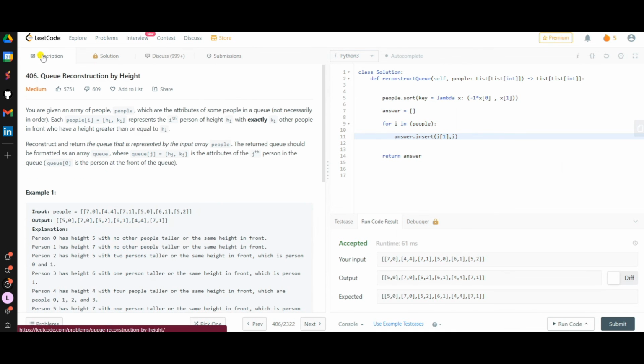This was a tricky question to really figure out. You have to really think about where the smaller person should be. If the smaller person comes in front of the taller person, that person doesn't matter. So you need to put the smaller person behind the taller person initially, right?